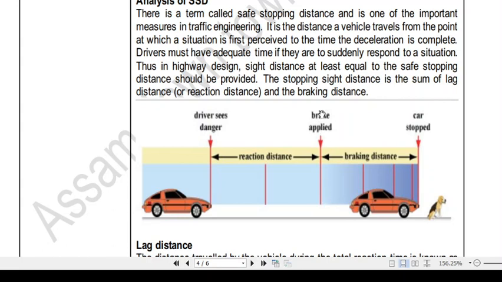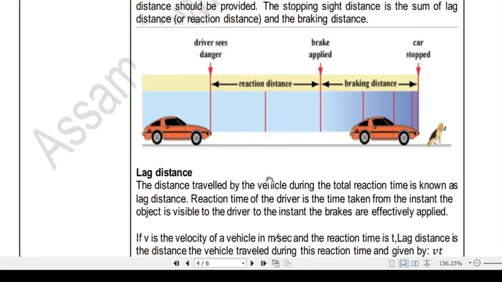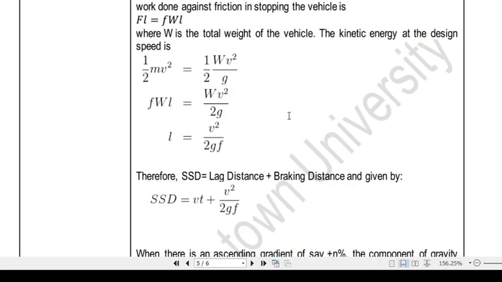So there are two particular components of the stopping sight distance, that is the lag distance or reaction distance, and the braking distance. Lag distance is calculated by multiplying the velocity or speed of the vehicle by the reaction time, and braking distance is calculated by equating the work done during that particular distance with the kinetic energy of the vehicle. So these are our stopping sight distance calculations.